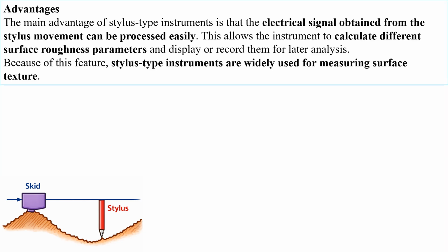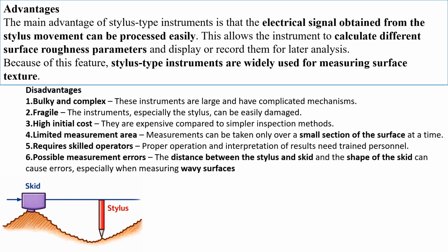So let's see the advantages. The main advantage of stylus type instruments is that the electrical signal obtained from the stylus movement can be processed easily. This allows the instrument to calculate different surface roughness parameters and display or record them for later analysis. Because of these features, stylus type instruments are widely used for measuring surface texture.